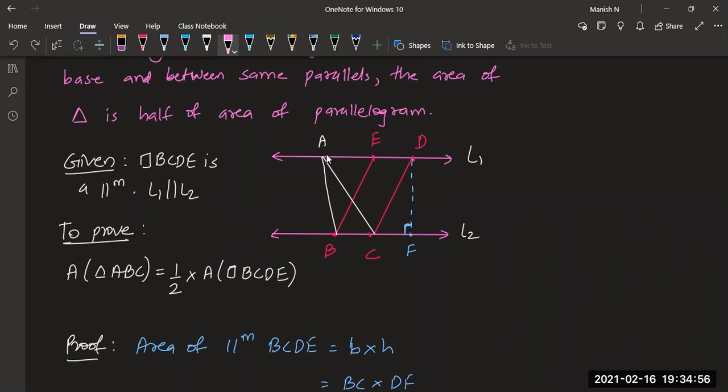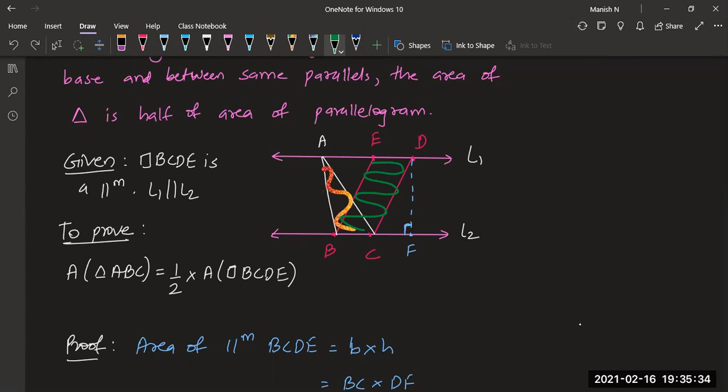Similarly, we would say area of triangle ABC, this shaded triangle ABC, and this is your parallelogram. Area of triangle ABC is half into base into height. The base is again common, BC. Height is also common in this case because L1 is parallel to L2. So height here will be DF. So area of triangle ABC is half into BC into DF.